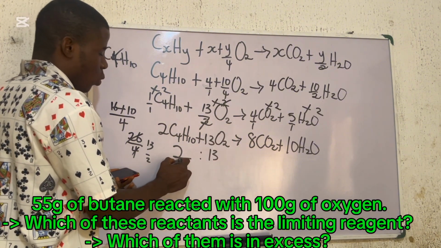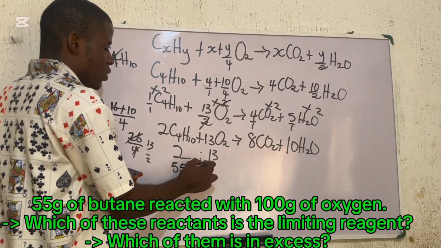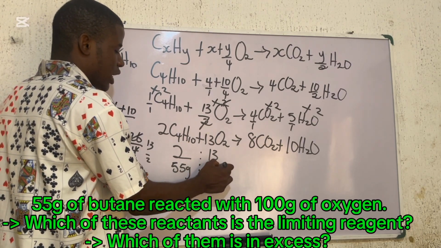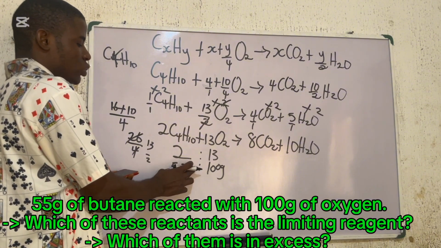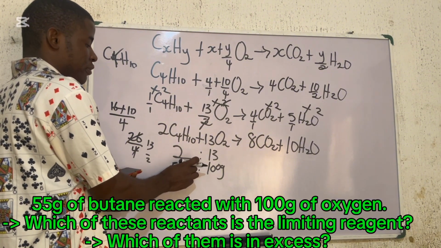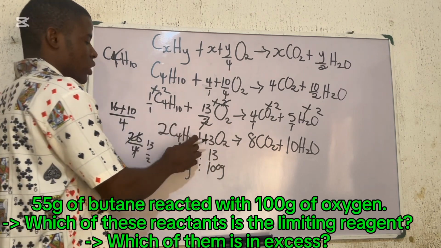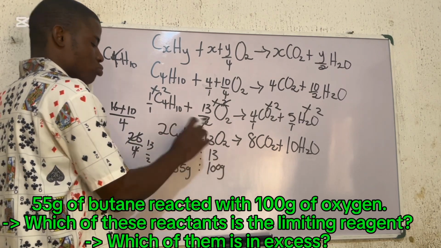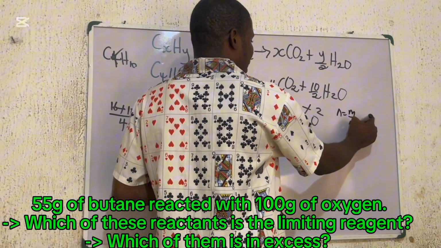Now, their question says, which one will be the limiting reagent? Which one will be used up when 55 gram reacts with what? 100 gram of oxygen. Now, the next thing I'm going to do here, for me to know the limiting reagent, this 55 gram, 100 gram, is either I convert these moles to gram, or let me convert this gram to what? Moles. We know that the formula for number of moles says mass all over molar mass.